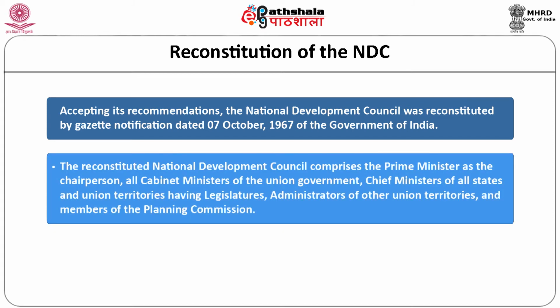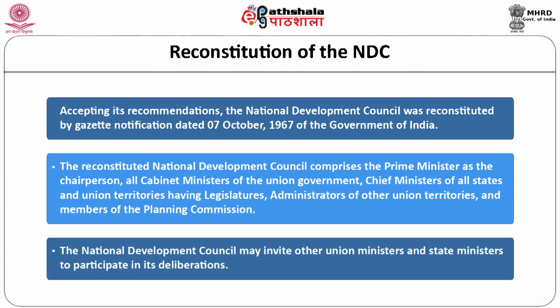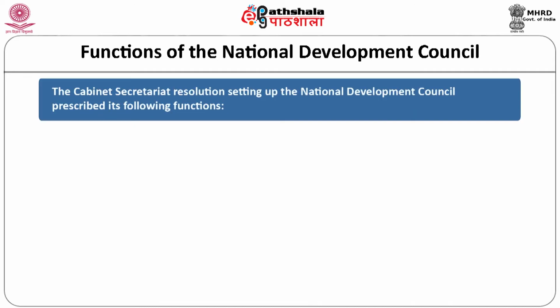The reconstituted National Development Council comprises the Prime Minister as the chairperson, all Cabinet Ministers of the Union Government, Chief Ministers of all the states and Union Territories having legislatures, Administrators of other Union Territories, and members of the Planning Commission. The National Development Council may invite other Union Ministers and State Ministers to participate in its deliberations. The functions of the National Development Council. The Cabinet Secretariat resolution setting up the National Development Council prescribed its following functions.